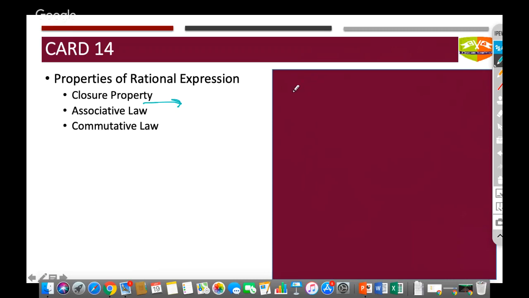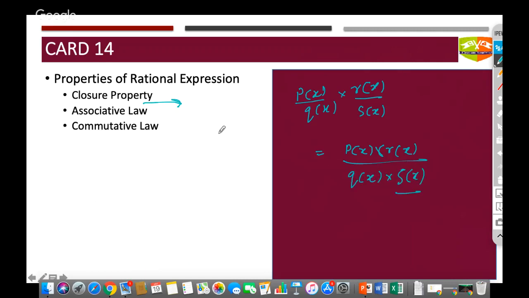So this tells me that if px by qx multiplied by rx by sx, numerators get multiplied together and denominators get multiplied together. So this is the first property. Associative law tells me that associative law will hold true here.